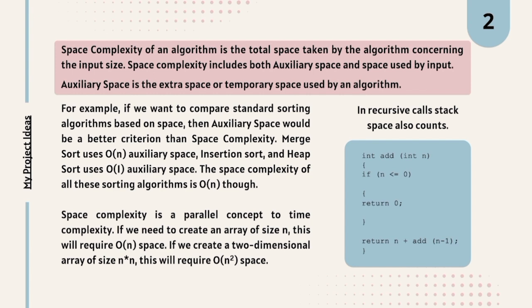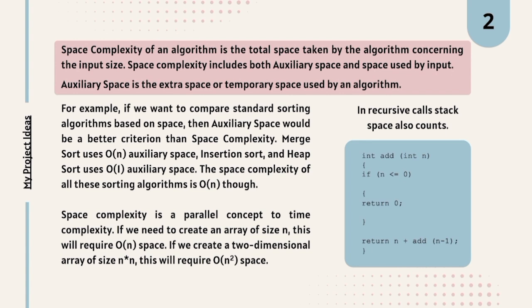Space complexity goes hand in hand with the time complexity. Again, it can be measured using big O. If you create an array of size n, it will require big O of n space because n different sections are required. Each number will take a certain amount of space. If you create a 2D array, that will be n into n, simply because it's a two-dimensional array. So it will take big O of n square auxiliary space.